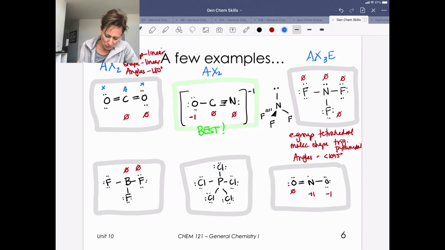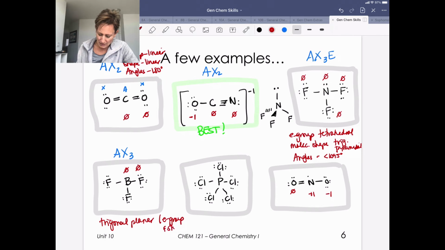All right, going through these a little bit more quickly here. We've got a code of AX3 for this one. If we look up AX3, it has a trigonal planar electron group arrangement as well as a trigonal planar molecular shape. That's the same for both the electron group and the molecular shape. Trigonal planar has bond angles of 120 degrees. Those are pieces of information you'll have to provide along with a correct Lewis structure.